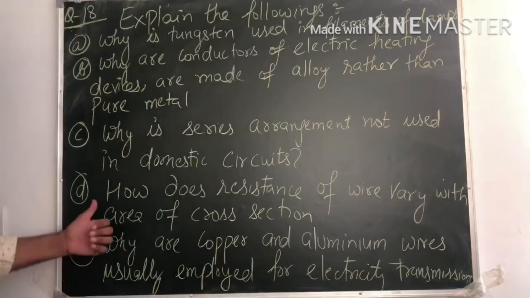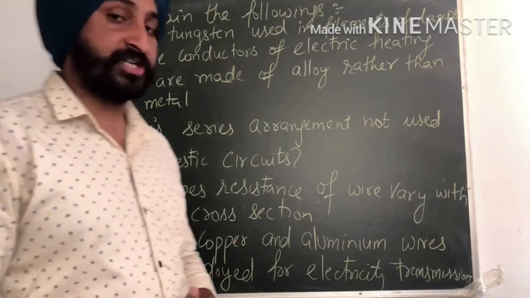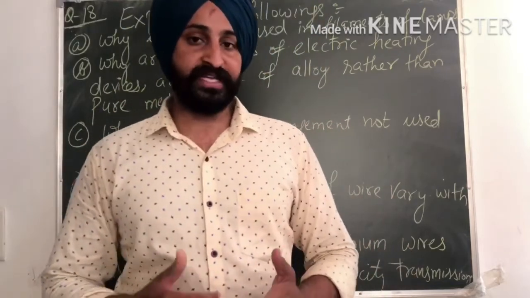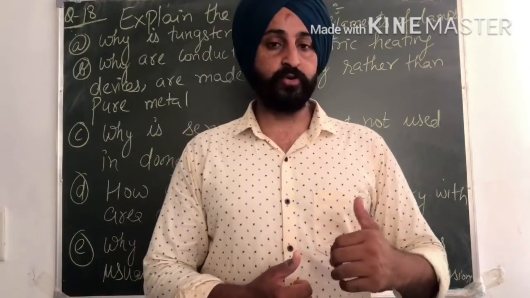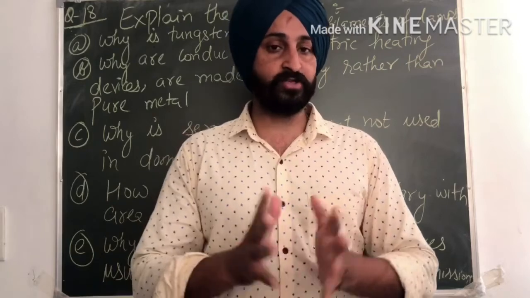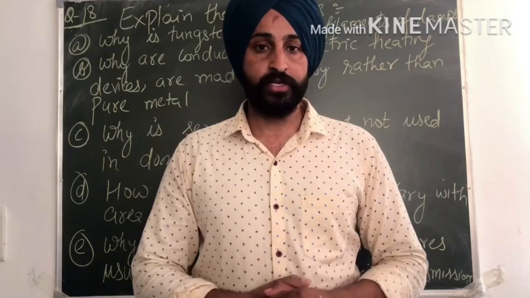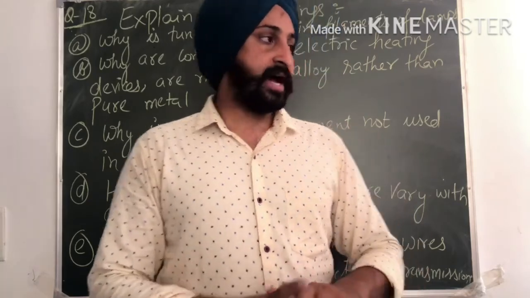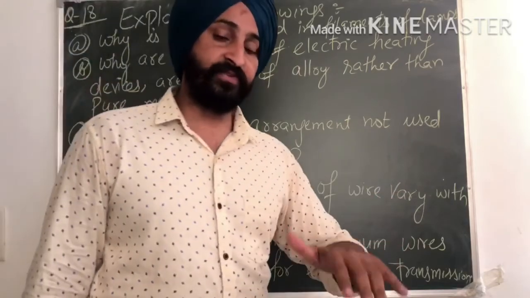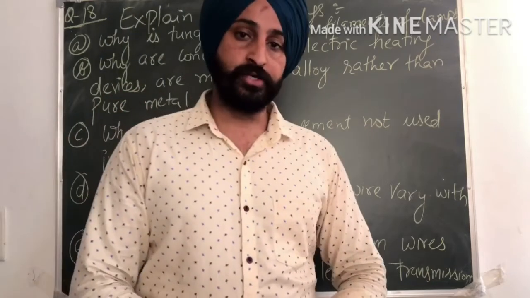Next is D part, how resistance of wire varies with cross section. So this is again a simple question. As we know, resistance is inversely proportional to area. So if you have a thicker wire, a wire of greater cross section area, the resistance will be lower. Fine. So our answer would be, the resistance of wire will decrease with increase in cross section area. As we write, R is inversely proportional to A.